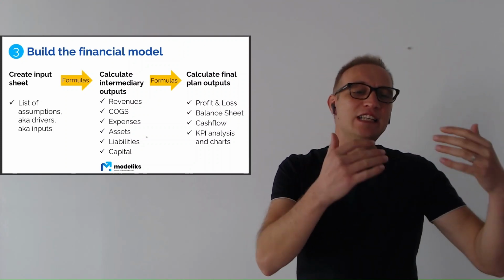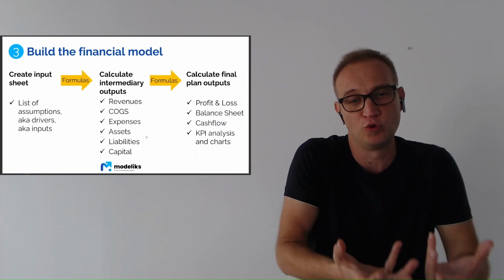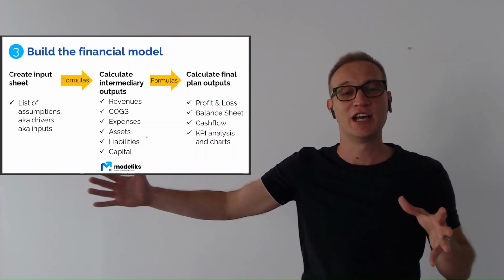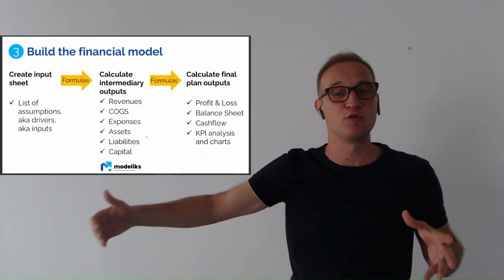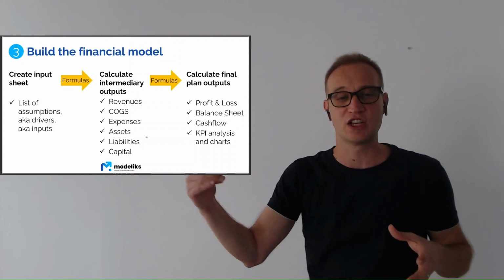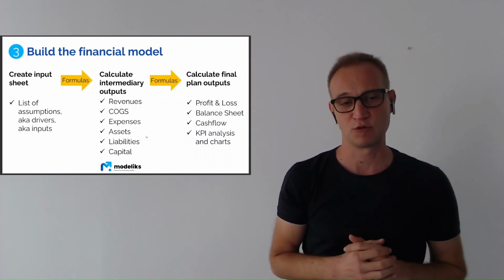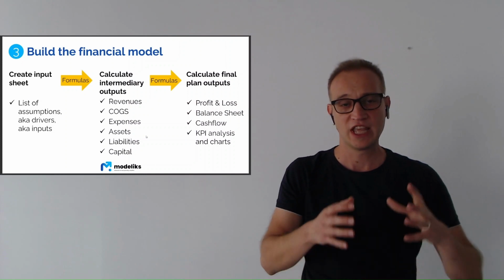Basically, this is a list of all the assumptions, the drivers, the inputs that you are going to provide to the financial model in order to calculate your final result, your final financial plan, which is the profit and loss statement, the balance sheet, and the cash flow statement. So first, create one sheet with all the assumptions that you will provide to the model.